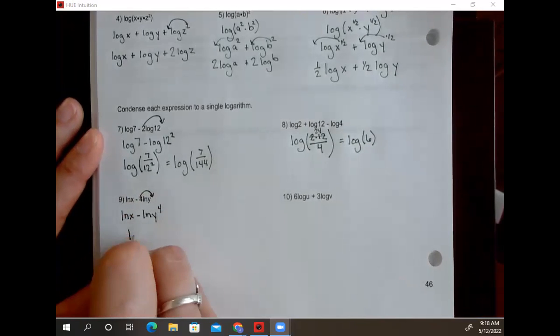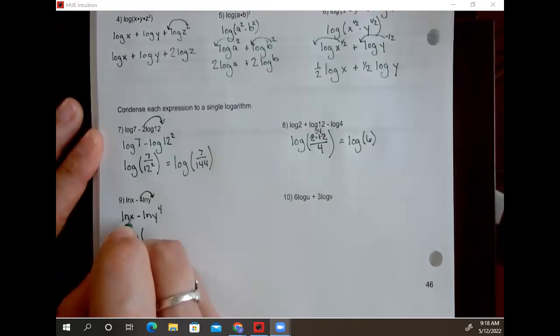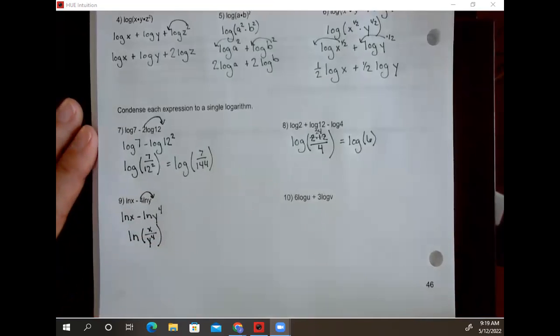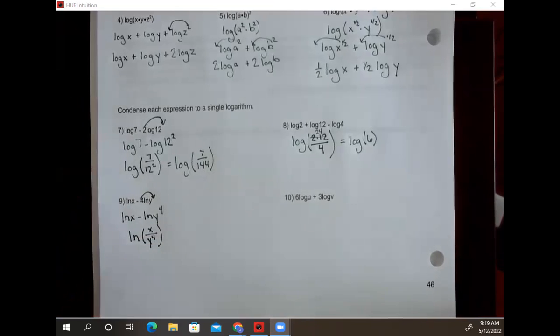Subtraction, I could rewrite as division within the argument. So it will be the first thing divided by whatever I'm subtracting. So this is the natural log of x over y to the 4th.